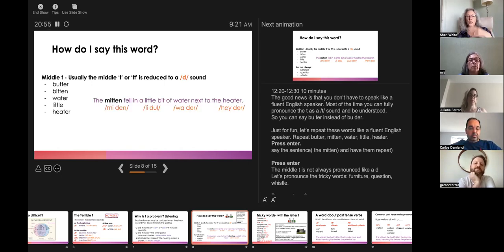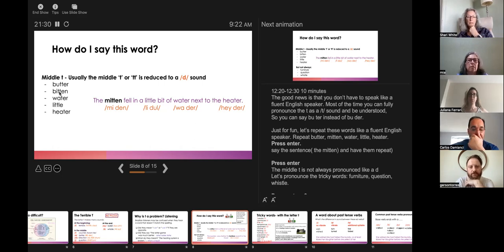For example, a sentence like this: the mitten fell in a little bit of water next to the heater. Let's try that. I'll say it in little parts. The mitten. Fell in a little bit of water. Next to the heater. Okay, very good. Any questions so far?